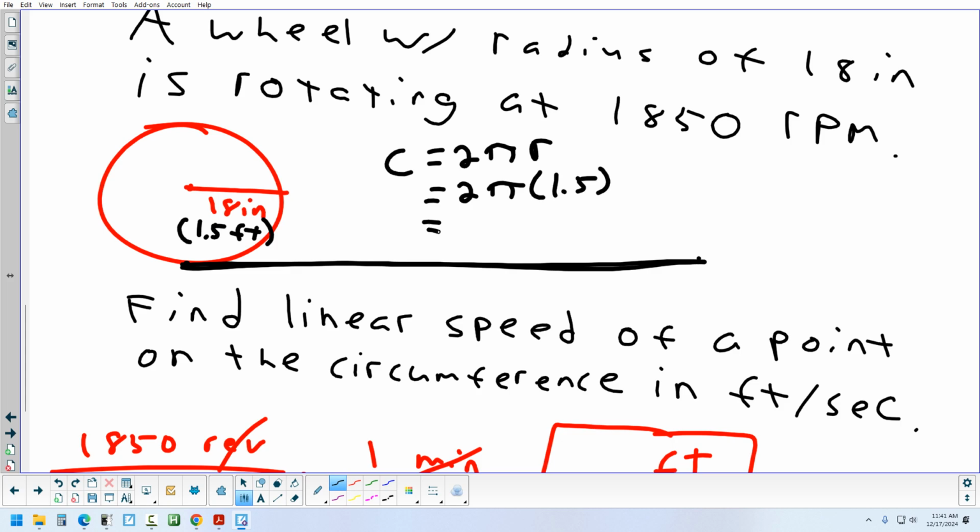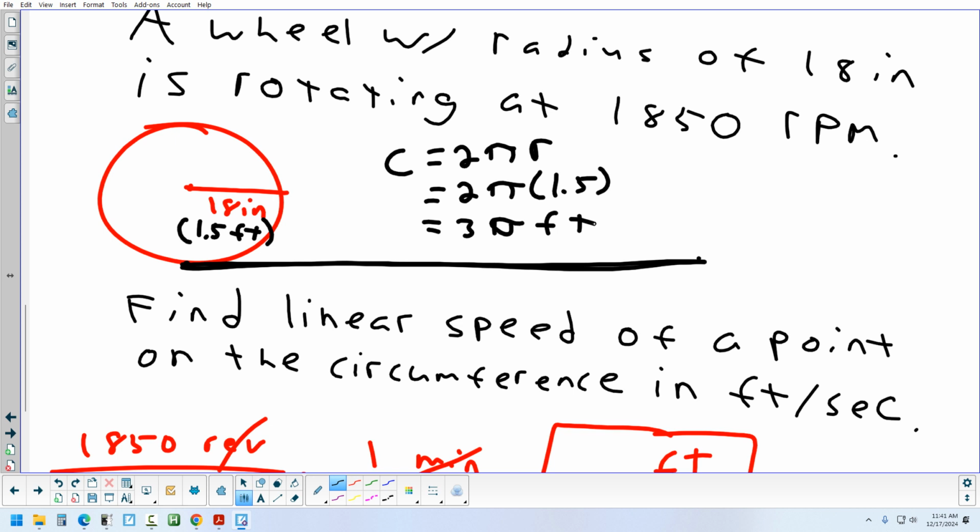What's 2 pi times 1.5 as a multiple of pi? Oh, that's 360. Well, we're going to leave it as a multiple of pi. Yeah, 3 pi. 3 pi, yes. That is the circumference of that wheel. 3 pi feet. Circumference is the revolution.